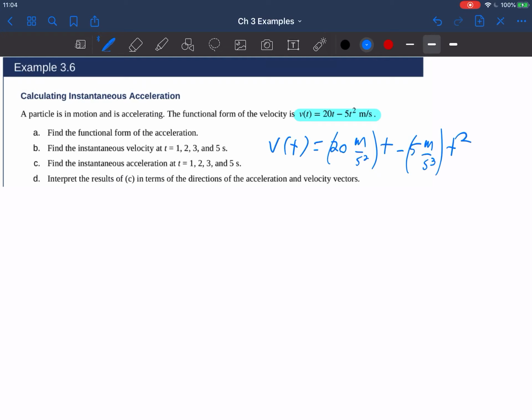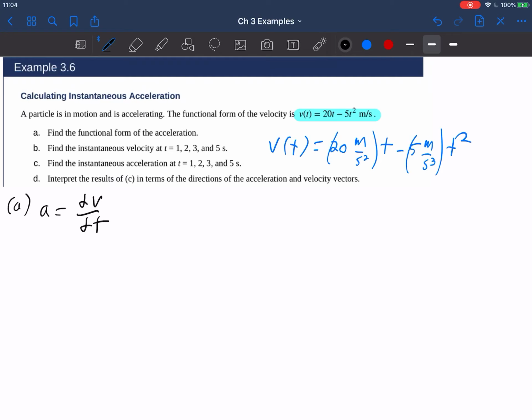Okay, so for part A, we need to find the functional form of the acceleration. Well, we need to bring in our conceptual knowledge here about what is acceleration. Acceleration is a change in velocity, and in fact, instantaneous acceleration is the derivative of velocity as a function of time. So since I know a functional form of my velocity as a function of time, I can just take the derivative of that, and I can find my acceleration.